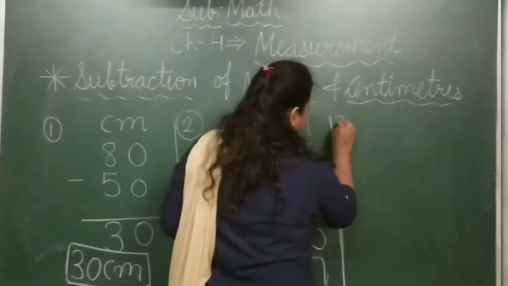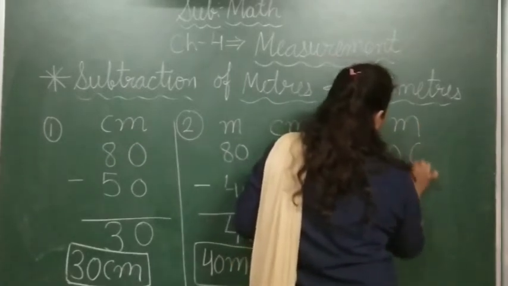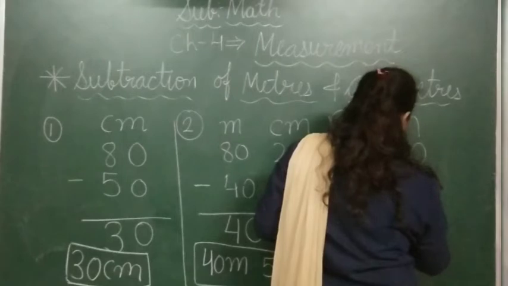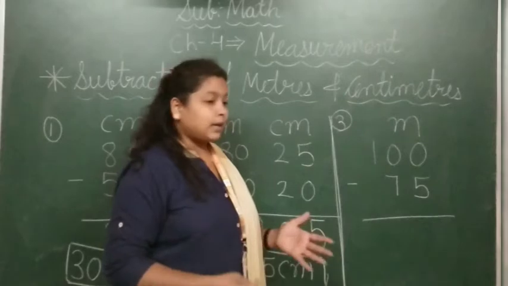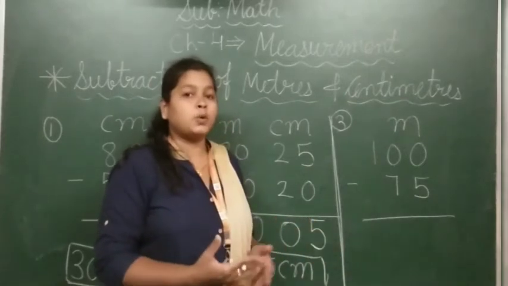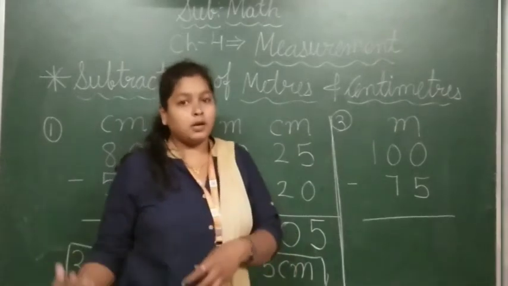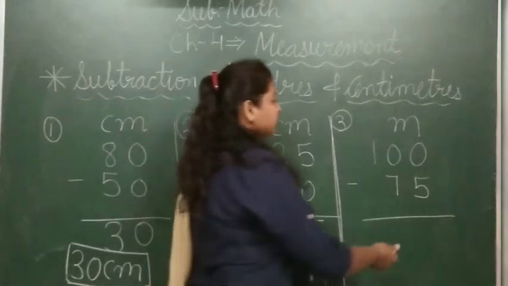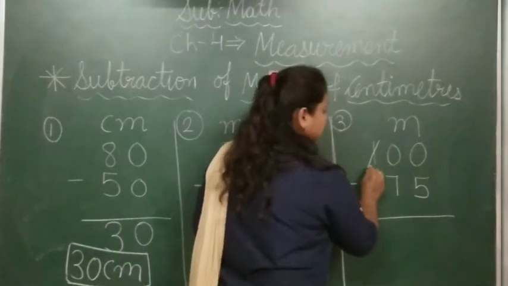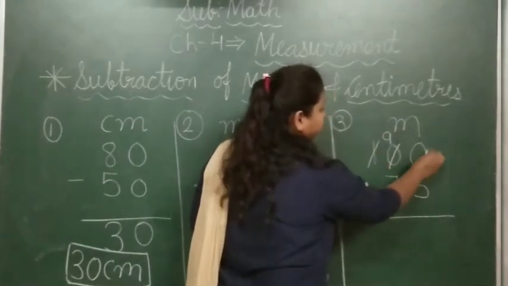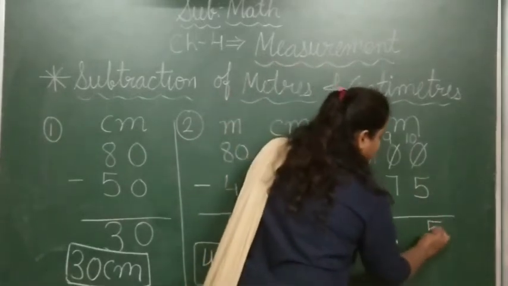Okay students. Next, third example. In meter I will take 100 meter minus 75. So you are aware how to subtract from 0. You cannot subtract any number from 0, so what you have to do? For that you have to borrow from another place, from your friend, right? So here 0 minus 5 is given to you and here also 0. So here also there is nothing, so we will cut this number, write 9 over here and here we will put 10. So 10 minus 5 gives you 5.